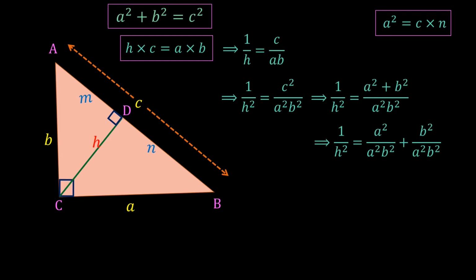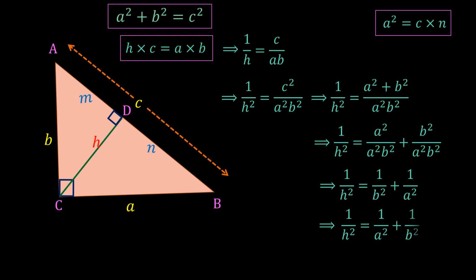So 1 by H square equal to A square by A square B square plus B square by A square B square, that is 1 by B square plus 1 by A square. So that we get 1 by H square is equal to 1 by A square plus 1 by B square. So this is also one equality we have to prove.